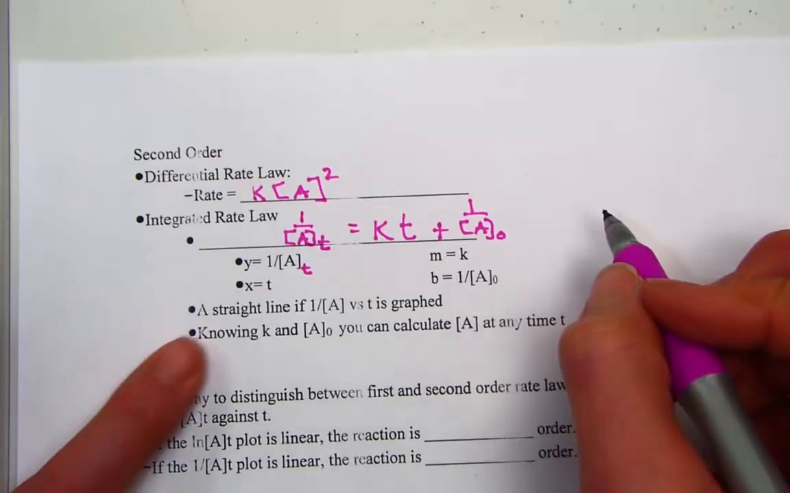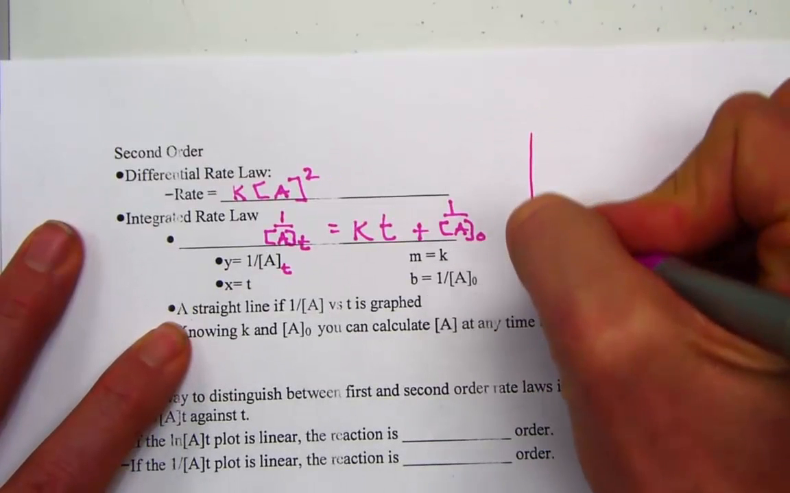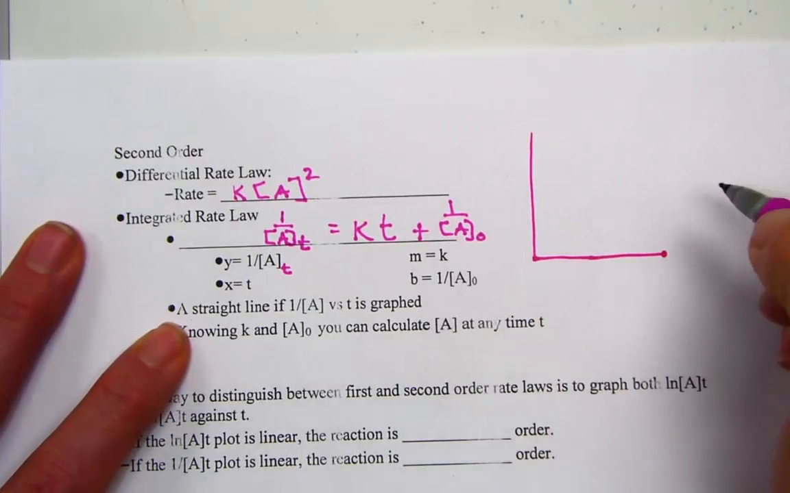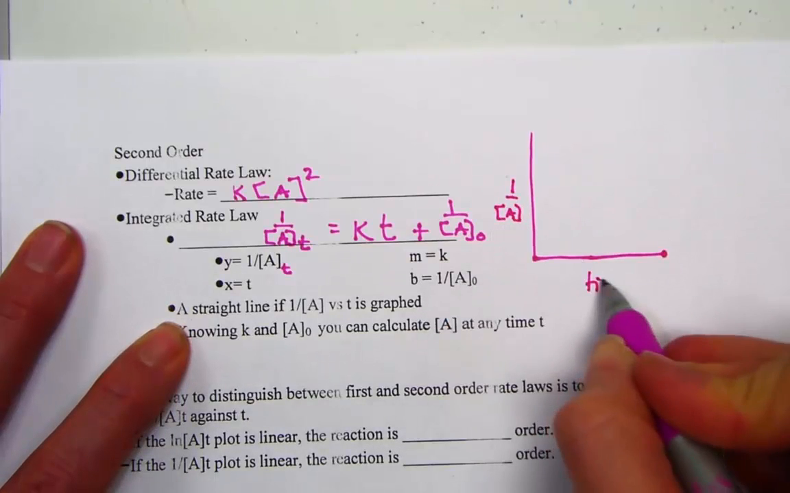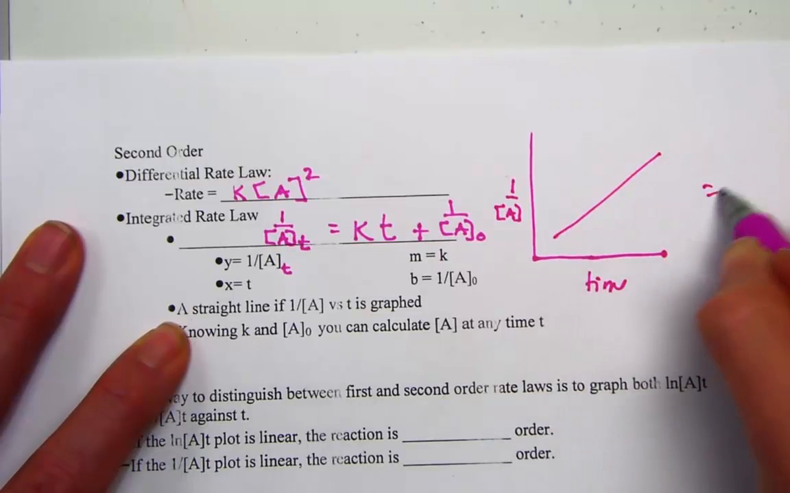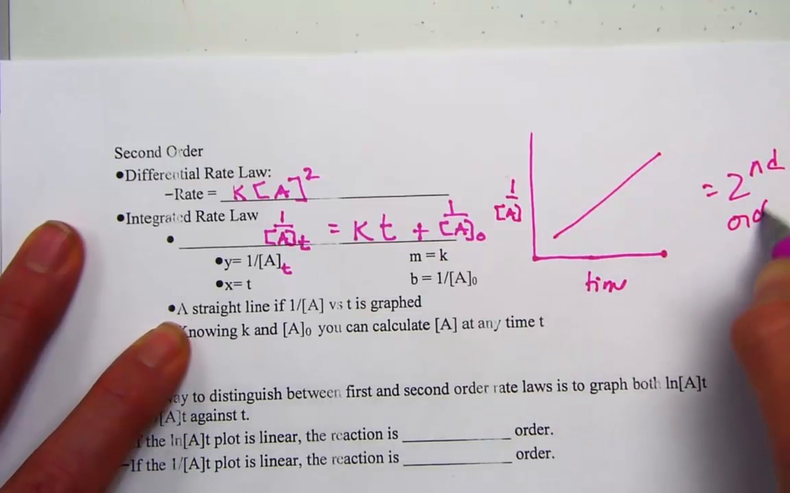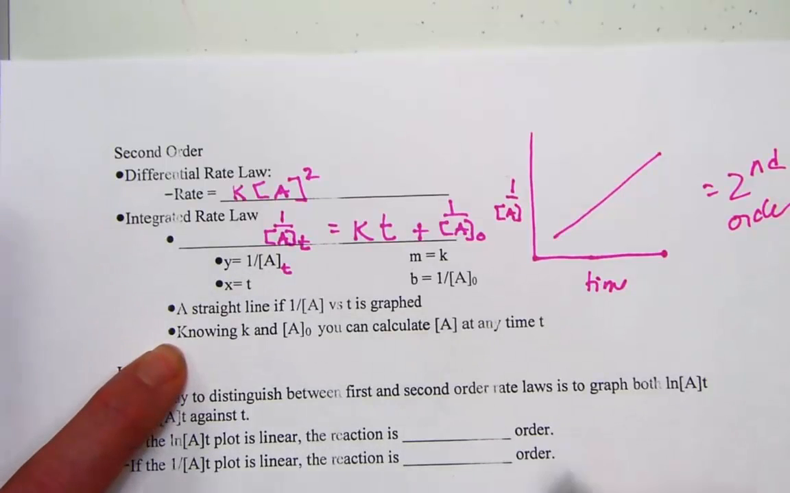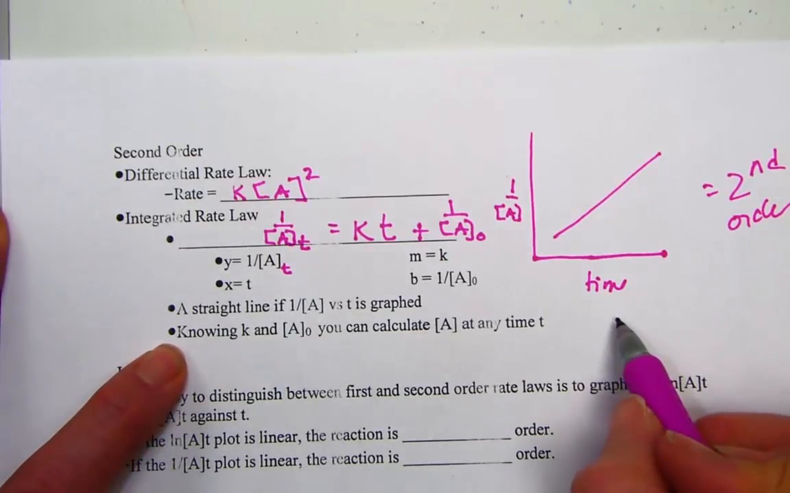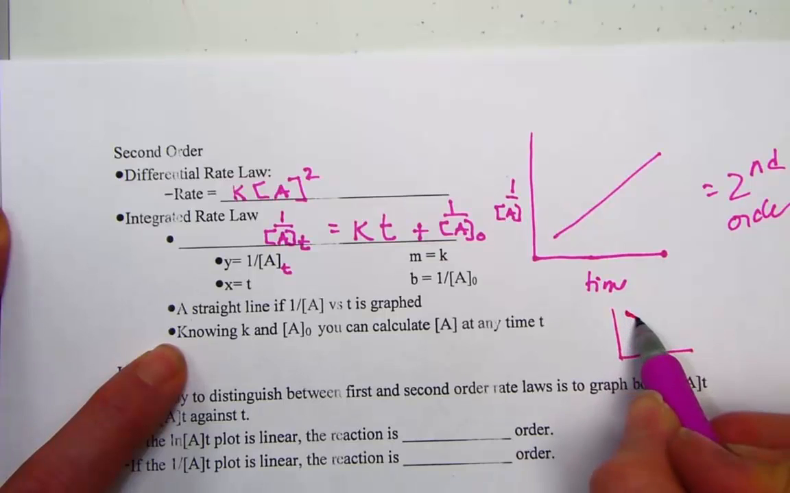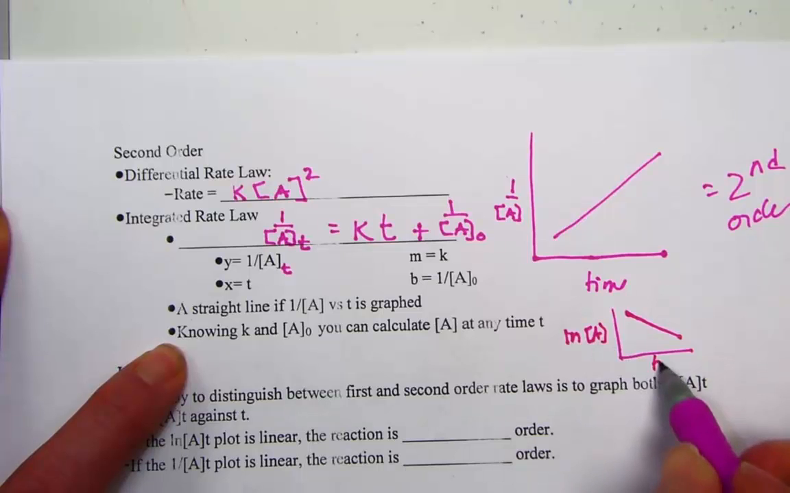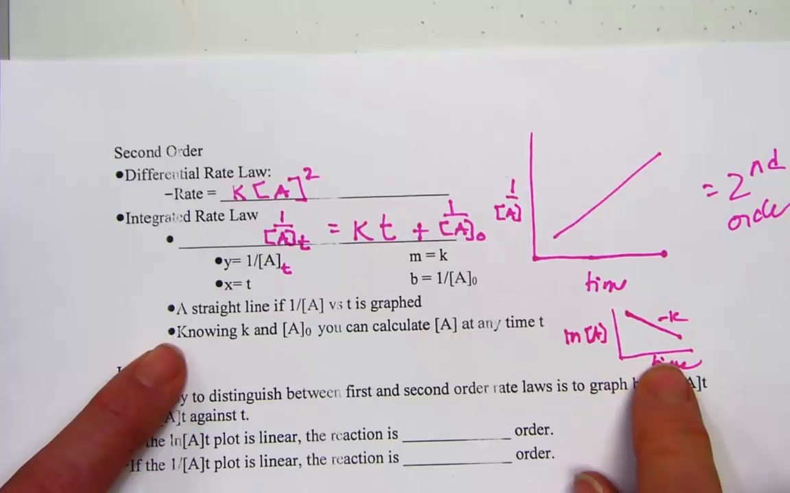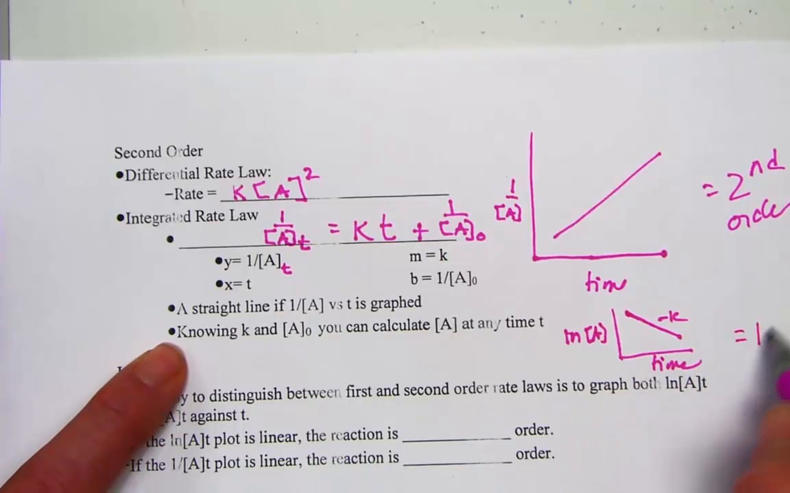Here's the big clue. If we plot a series of data and we get a straight line where 1 over the concentration of A versus time shows a positive slope, we know it's second order. However, just to keep in mind, if we get a negative slope, where the natural log of A versus time shows a better straight line, that's how we can determine a first order reaction.